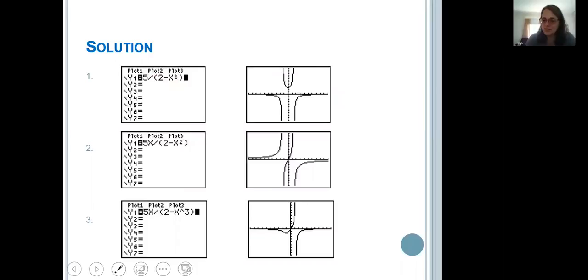If you look carefully, you can see that this graph is symmetrical about the y-axis, meaning if I fold it in half on this line right here, the two parts of the graph would lay right on top of one another. So this is an even function. Remember that my algebraic manipulation proved to me that that was an even function. So this next one, 5x over 2 minus x squared, is an odd function.